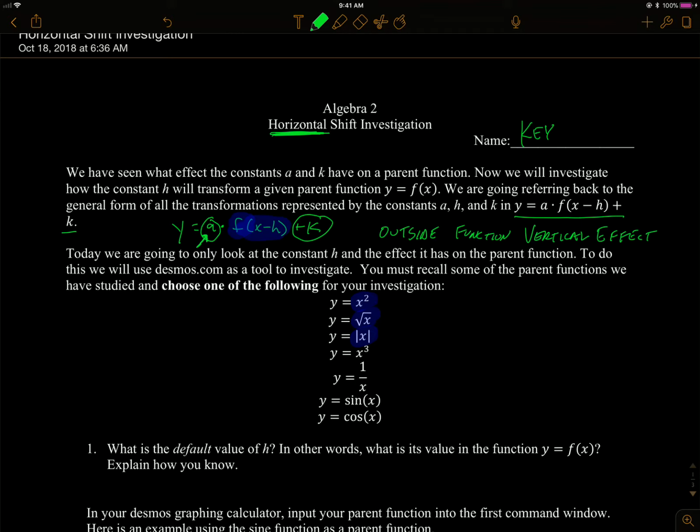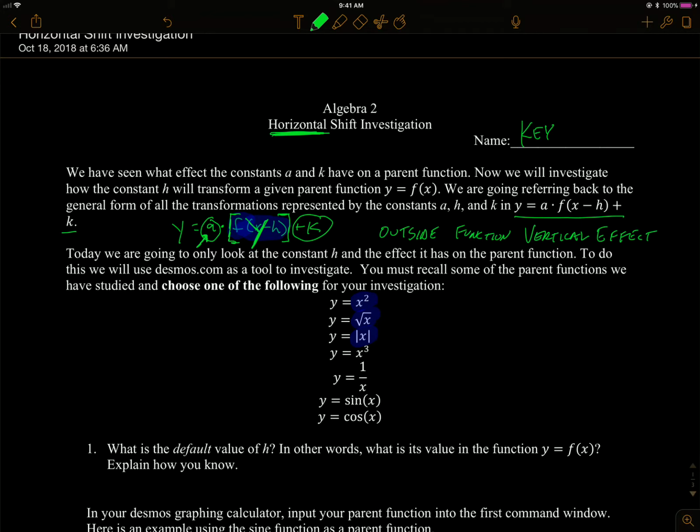Vertical compression is the official mathematical term. And then also we have to consider what multiplying by a negative number does. If a is negative, it's going to reflect the function over the x-axis. So those are all the vertical effects that a has, and that's because we're multiplying our function, our y values, by a. Another way to think about this is this part right here is really just our y values.